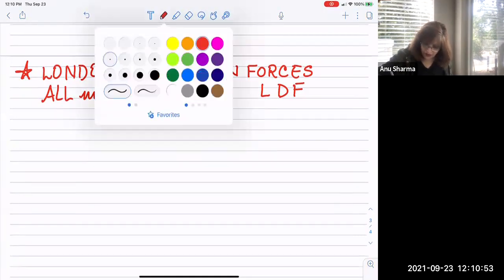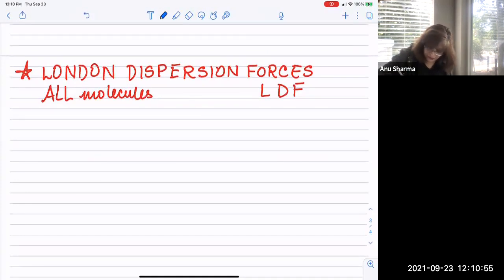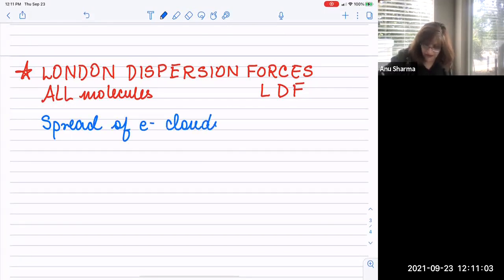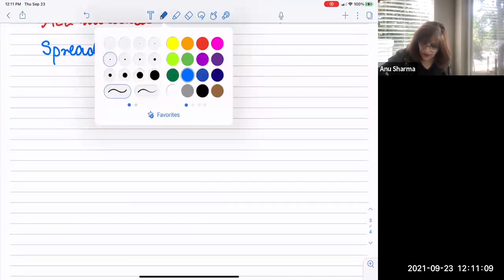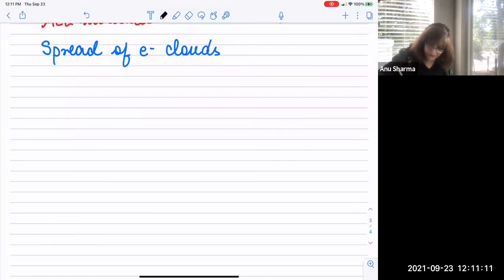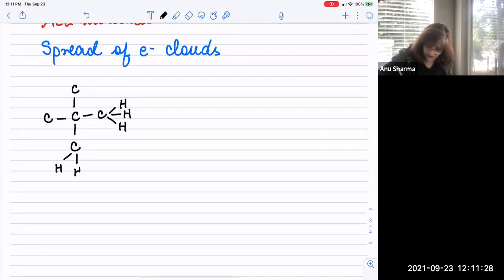So let's look at this. What does this mean? London dispersion is just the spread of the electron cloud, how the electron clouds spread. So in the end, look at these examples and how they affect the properties of the molecule. Let us say you have this guy, C, C, C, and C, with H, H, H, H, H, H, and H.